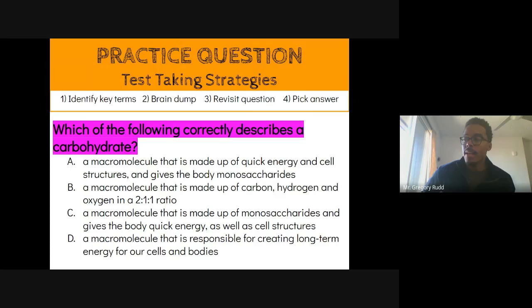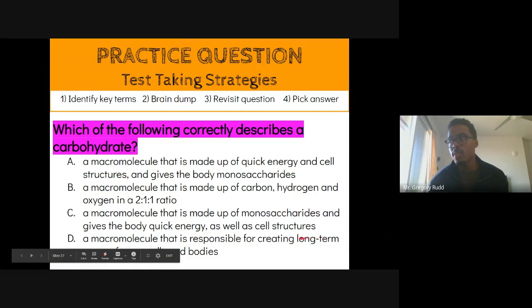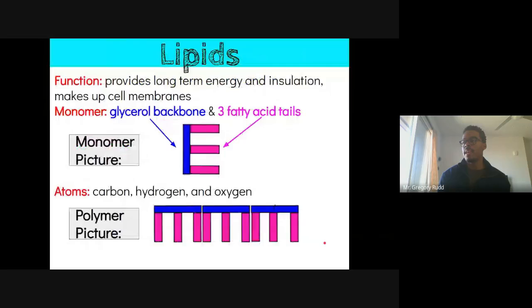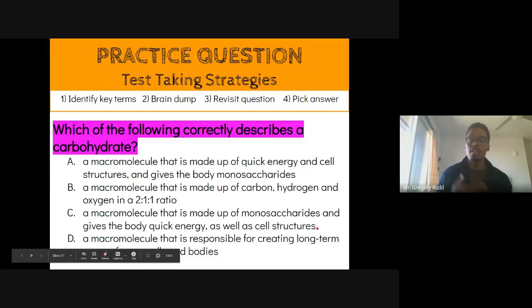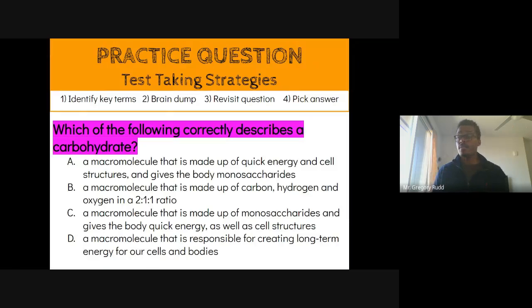D, a macromolecule that is responsible for creating long-term energy for our cells and bodies. No, so long-term, that's incorrect. We've only talked about quick, or short-term, energy. So C is the best answer in this case. That's what we want you all to start practicing when you're looking at these multiple choice questions. Have a piece of scratch paper next to you and start writing down your brain dumps.